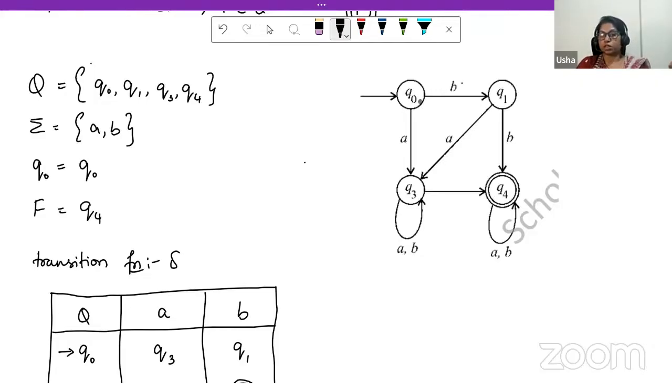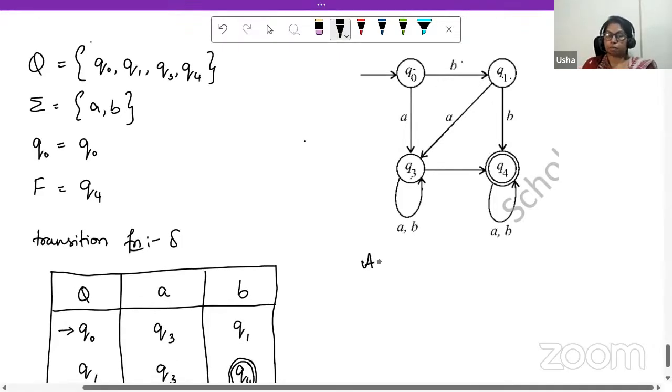Let us assume it starts with B. Now, the first one is B and then it goes here to Q1. If the second is also B, it goes to Q4. After going to Q4, whether it is A or B, it will remain there only. If the first one is B and the second one is A, it comes to Q3, and from Q3, it will not go to the next state, it will remain there only. So basically, what are the accepted strings?